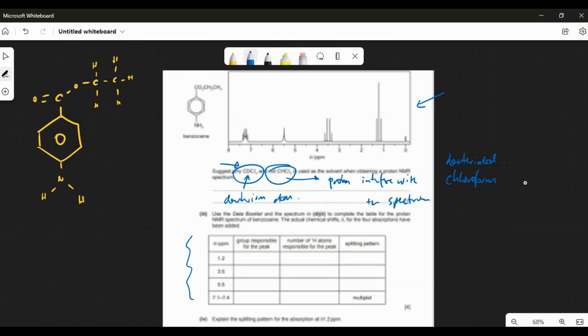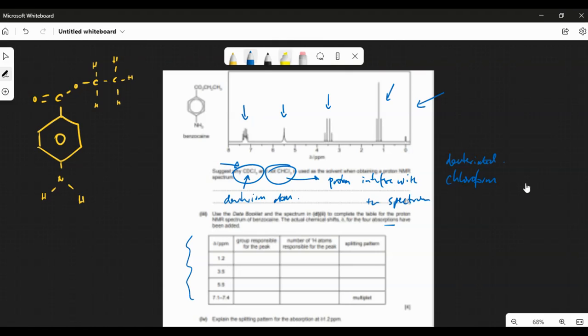Now, I don't know if you can read this. Use the data booklet and the spectrum to complete the table. I think it says for the proton NMR structure of this pentacane, the actual chemical shifts for the four absorptions have been shown. So these are, this is 7.4 or so, this one is 5.5, I think, this is 3.5 and this is 1.2, I guess.